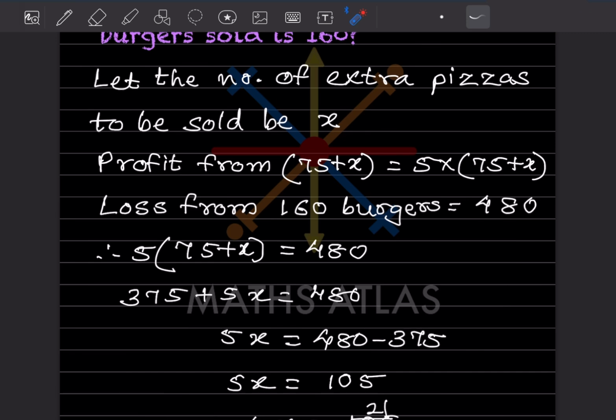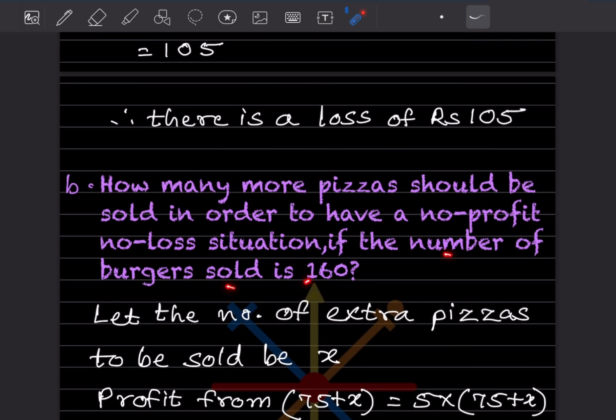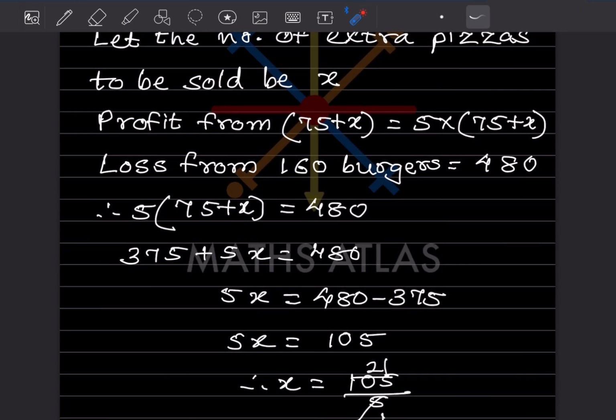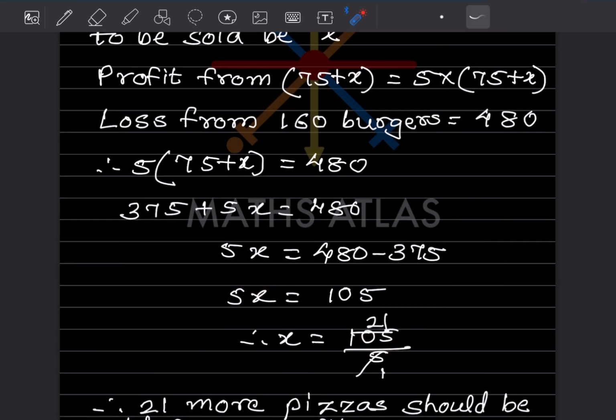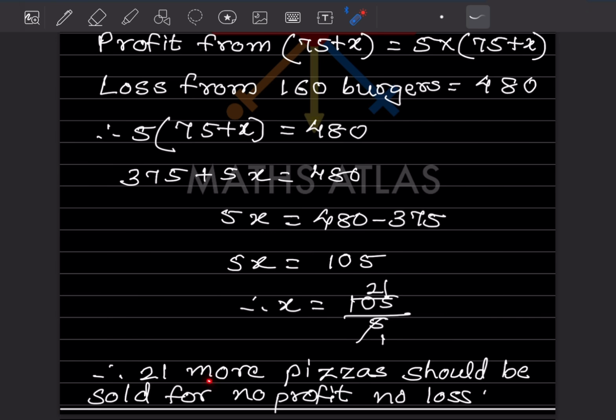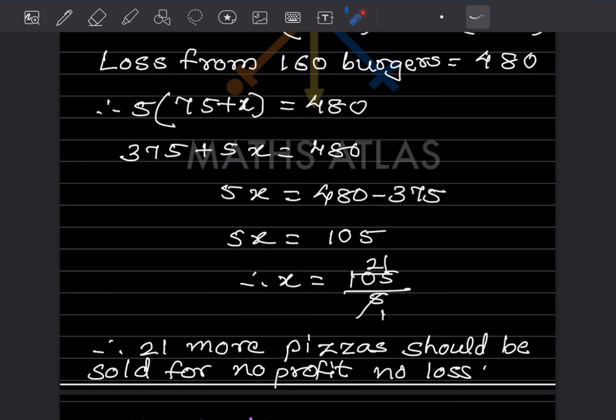So how can we form the equation? 5 into 75 plus X is 480, because they have said the number of burgers sold is 160, and for the 160 we got 480. So 5 into 75 plus X is 480. When you multiply, we get 375 plus 5X is 480. So 5X is 480, and if this goes to the other side, that is minus 375. 5X is 105. So X will be 105 divided by 5, since this is multiplication so it gets divided. That will be 21. Therefore, 21 more pizzas should be sold for no profit, no loss.